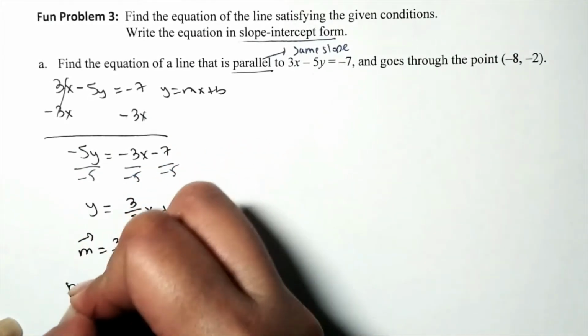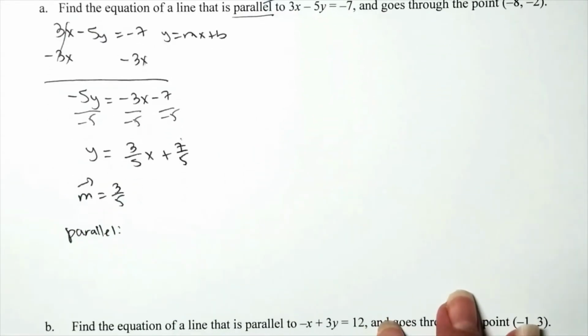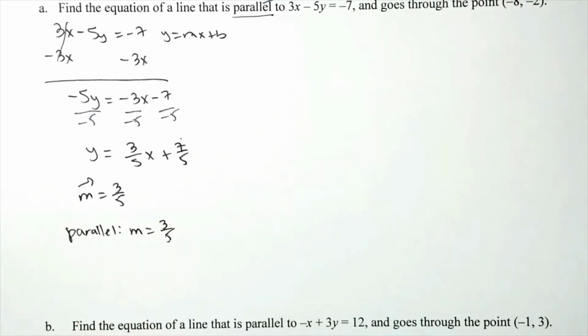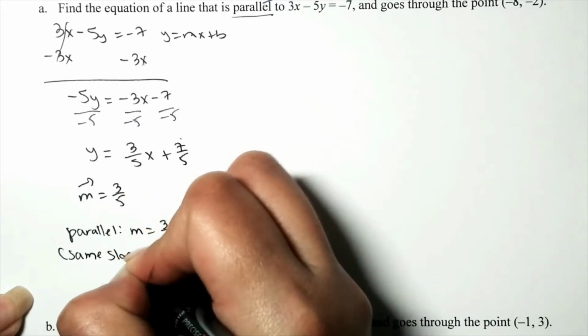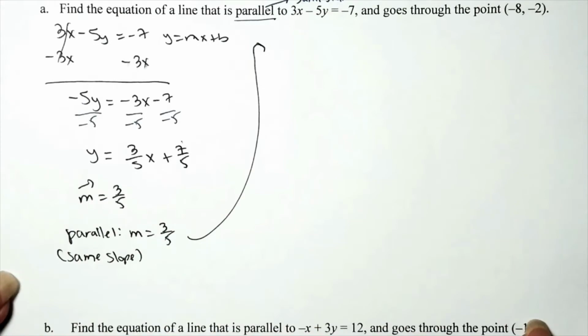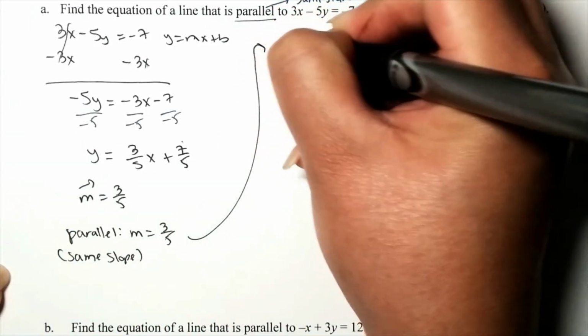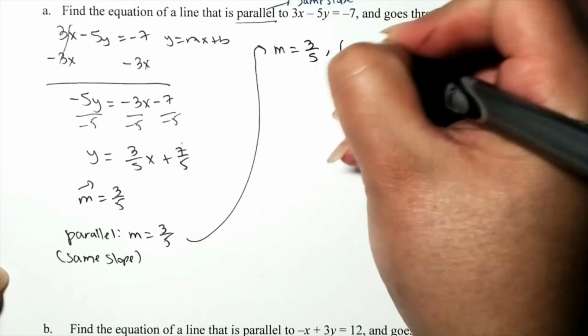And then what's so special about our parallel line? Well, the slopes need to be the same, so we're also going to use 3/5. Let me just write same slope. Okay, let's bring it together. So what are we going to use? We're going to use the same slope of 3/5. What else do we know about this problem? Our line needs to go through -8, -2.